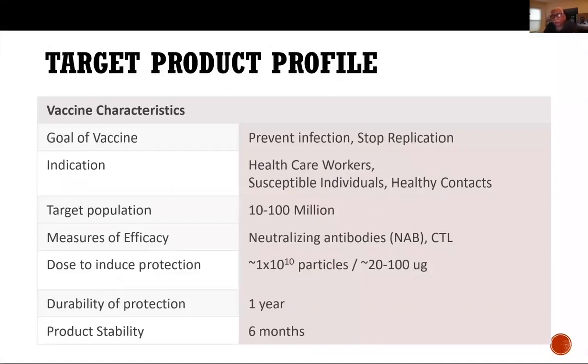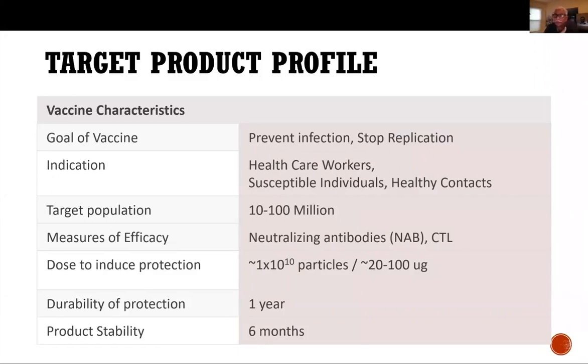So in the field of drug development, this requirement of what you need to make the product is called a target product profile. It's just a form that you fill to say, okay, what do I need? What do I want? What am I making at design time? Right? What are the features of the vaccine? So what is the goal of the vaccine? The goal of the vaccine is to prevent infection. But it is also to stop replication.